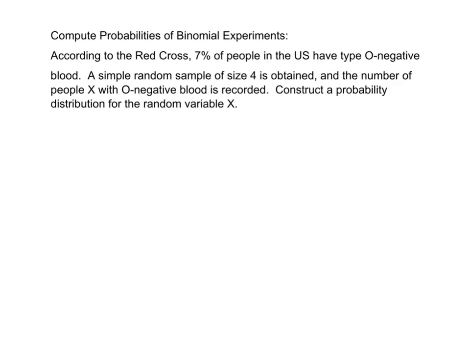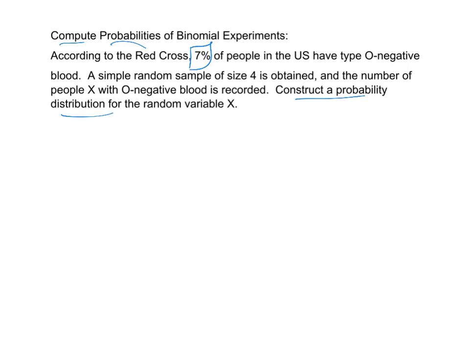Okay, in this next slide, we will go through a fairly detailed example where we have to compute a probability for a binomial experiment. We're going to construct the whole distribution for the random variable x. And it's the O negative blood from the last slide. 7% of people in the U.S. have O negative blood.